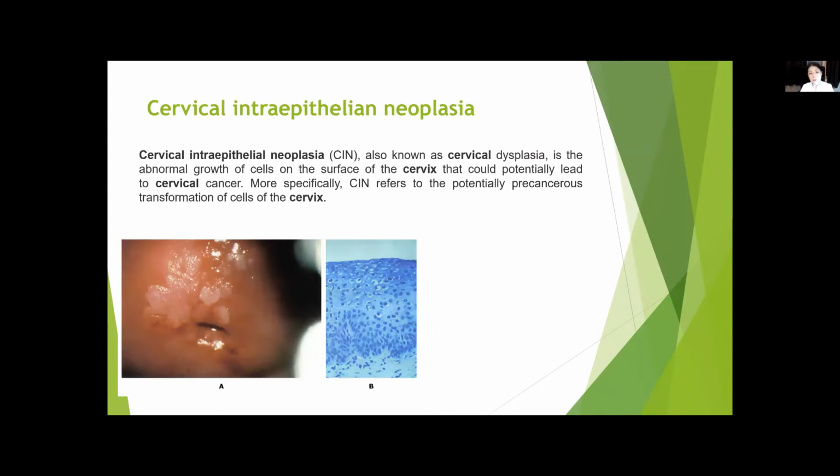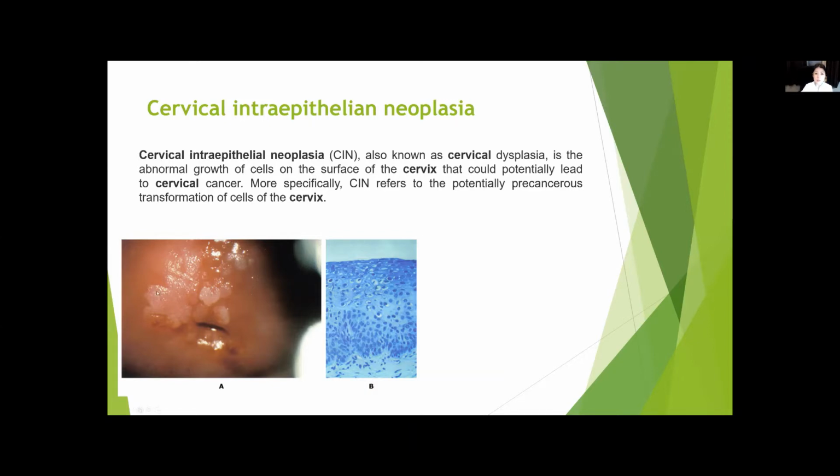Cervical intraepithelial neoplasia, also known as cervical dysplasia, is abnormal growth of the cells on the surface of the cervix that could potentially lead to cervical cancer. More specifically, CIN refers to the potentially precancerous transformation of the cells of the cervix.